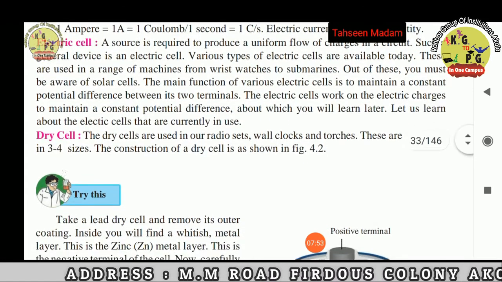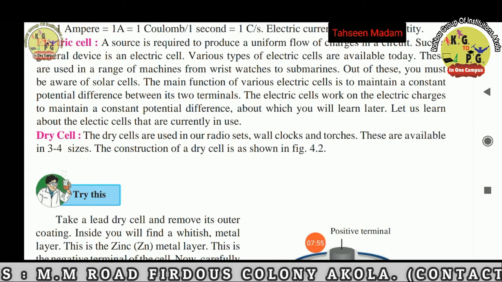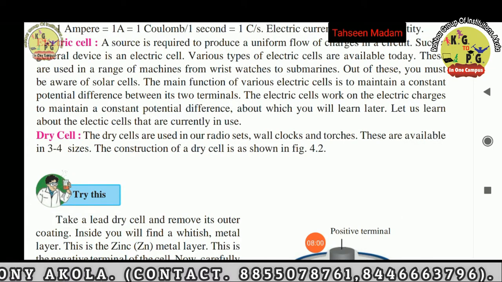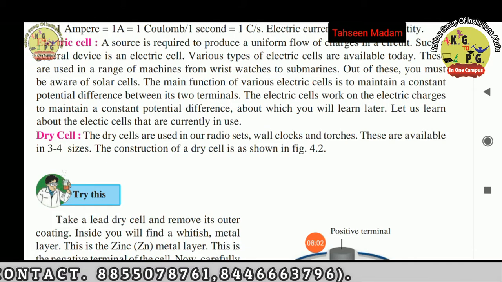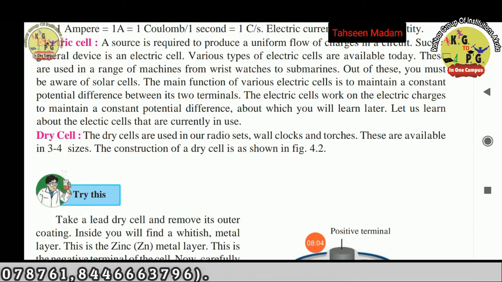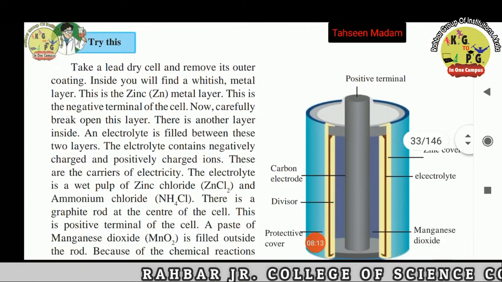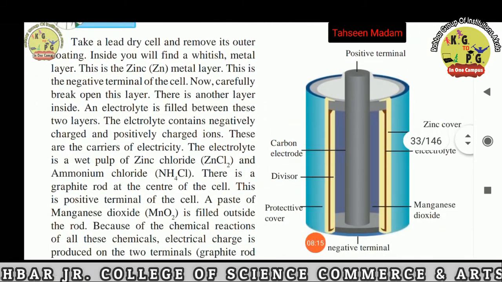Now, dry cell. The dry cells are used in our radio sets, wall clocks and torches. These are available in 3 or 4 sizes. The construction of a dry cell is as shown in figure 4.2. Try this. This is the figure of a dry cell.